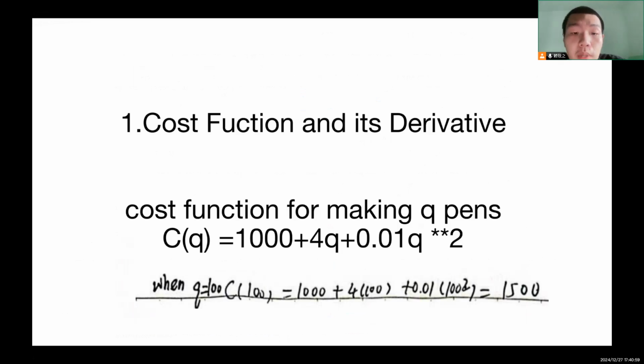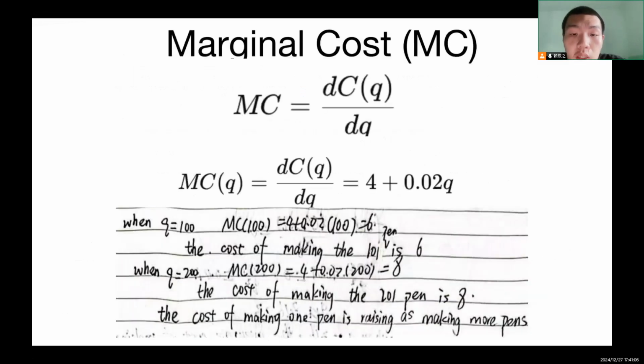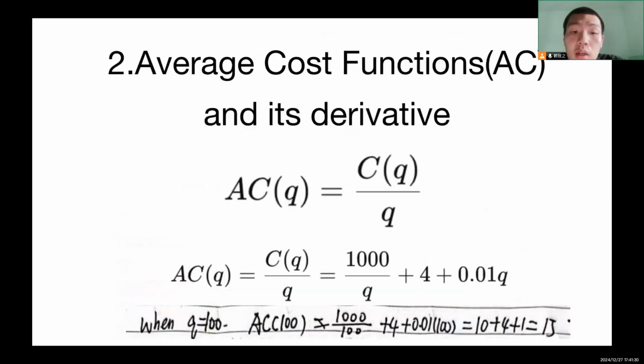And when you make 100 pens, you have to spend 1500, written below. Then what is the meaning of the derivative of the cost function? It is the marginal cost. It shows the cost when you have already made Q pens. What's the cost to make one more? So under the cost of making the 101st and 201st pen, we can see that the cost of making one pen is rising as making more pens.